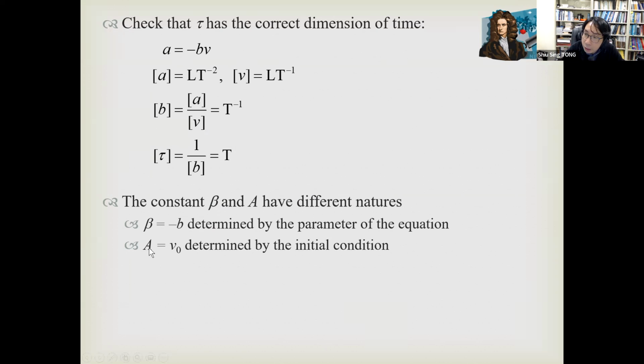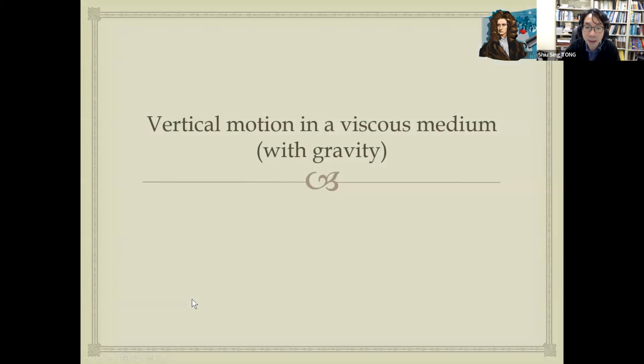But for the other constant A, you can see it is equal to the initial velocity. So it depends on how fast you project the ball initially into the medium. It does not depend on the equation of motion. It depends on initially with what velocity you project it into the medium. So they are of different nature. Okay, now let's stop here at this moment.